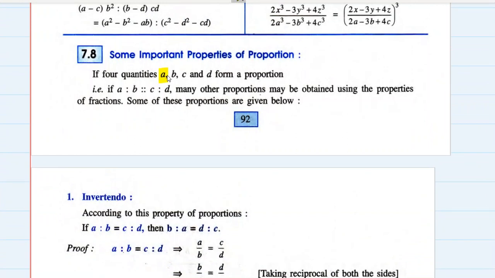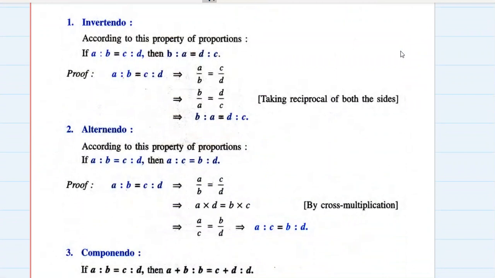We know that four quantities A, B, C and D form a proportion, that is, if A is to B is in proportion with C is to D, or A/B = C/D. Many other proportions may be obtained using the properties of fractions, and some of these are given below. So we have been given A/B = C/D, but many other results can be derived from the properties of fractions. Let us find those results.